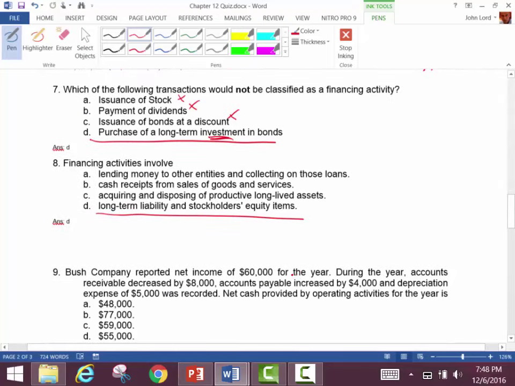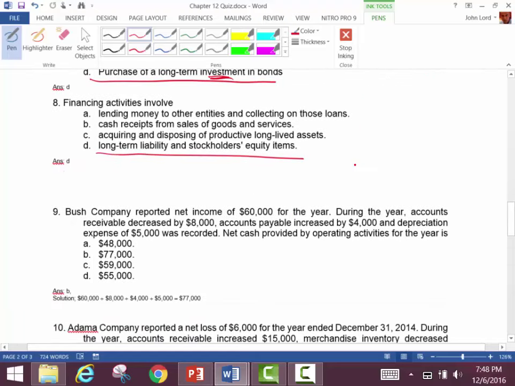Okay. Let's do one more, and then we're going to take the break. Bush Company reported net income of $60,000. And accounts receivable decreased by $8,000. What do you want to do with that if it decreased $8,000? Good. I add it. It's an asset, so I do the opposite, don't I? Accounts payable increased by $4,000. What do you want to do with that? I add it. It's a liability, so I do the same.